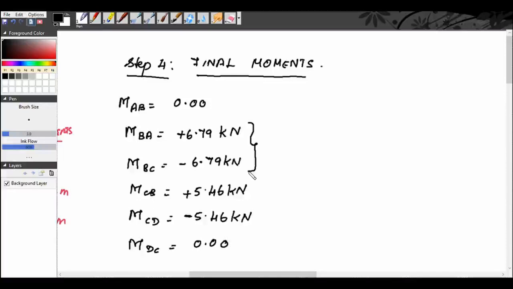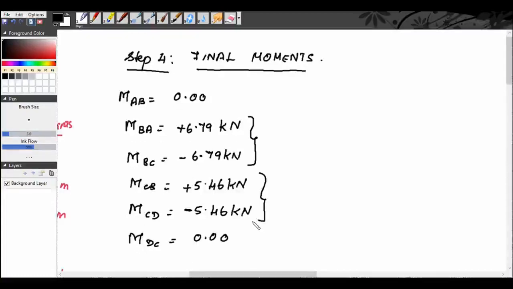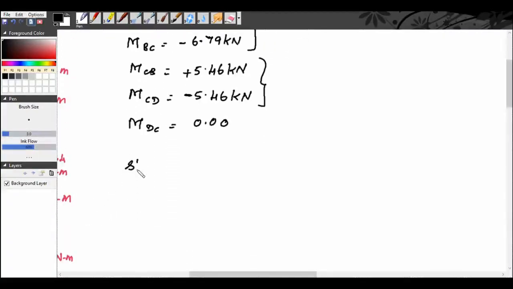So see, at B, the summation of moment is equal to 0. At C, the summation of the moments is equal to 0. One is clockwise, another is anti-clockwise, right? So that is the meaning of that. Now, we will go for the next step 5.